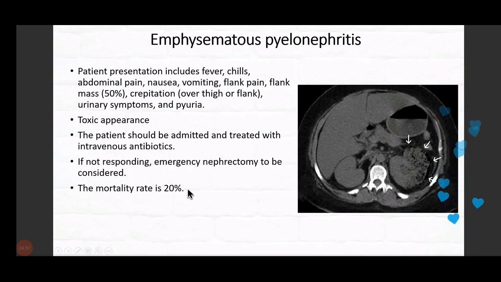The usual mortality rate is 20%. That is, 1 out of every 5 is likely to die. But in cases with comorbidities, like uncontrolled diabetes, this mortality rate can go up to 40%. This particular disease can be unilateral or it can be bilateral also.